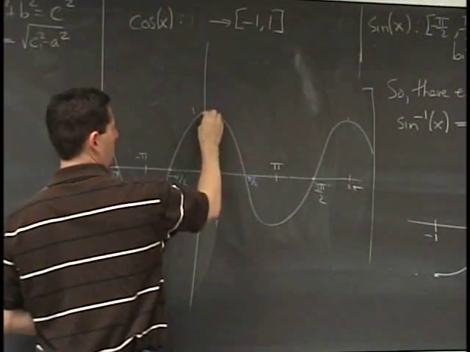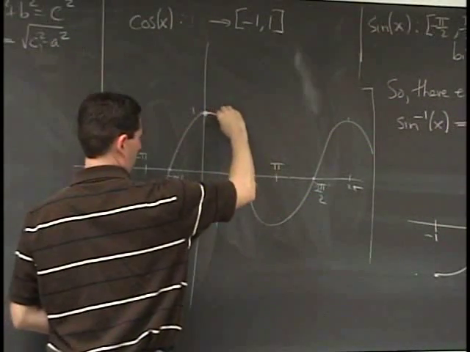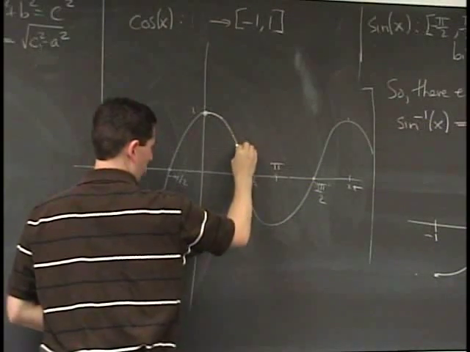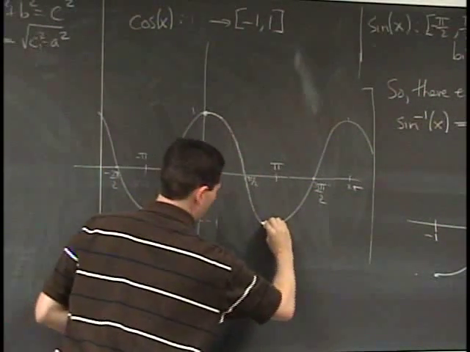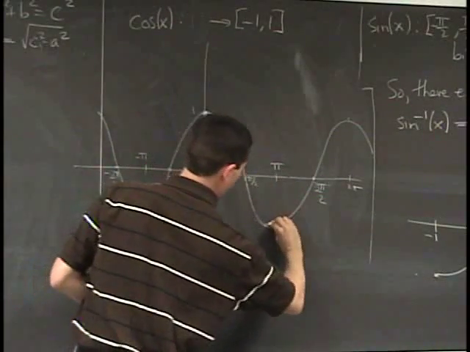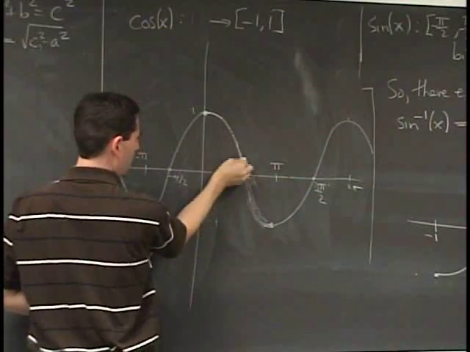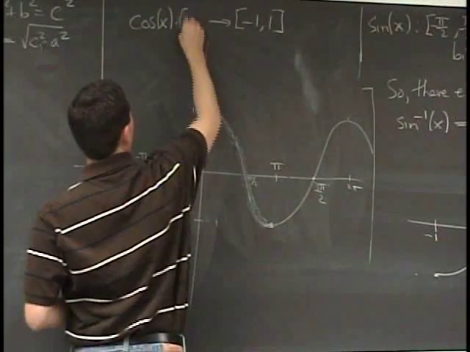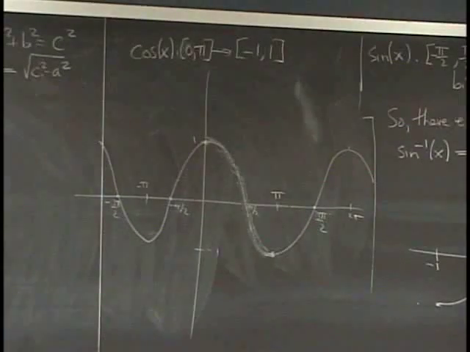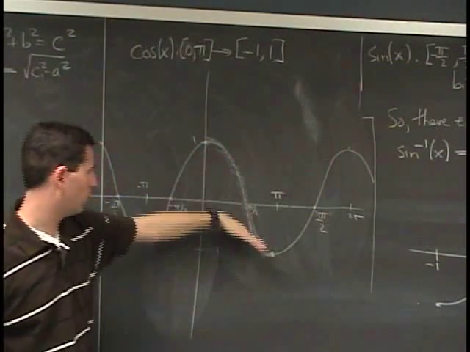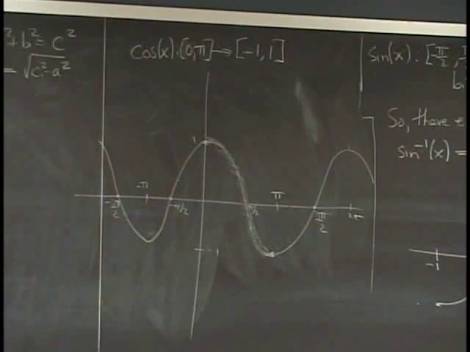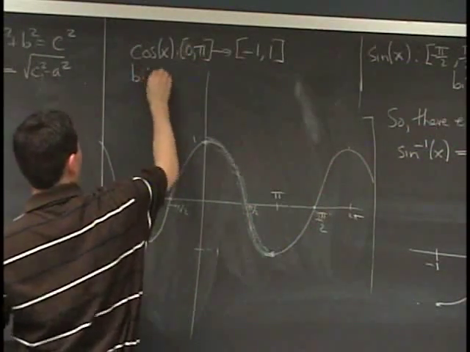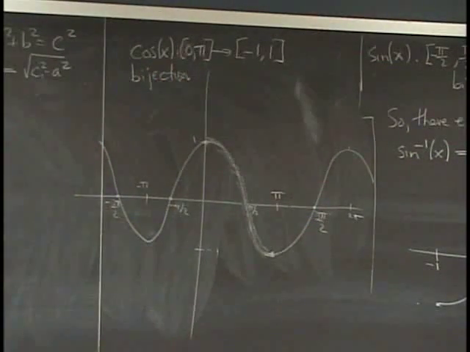So here I'm going to switch and go from 0 to pi. And if I do this, I'm going to get all of the values between minus 1 and 1, and I don't get any duplicates. So this will be a bijection. The inverse function we call arc cosine.